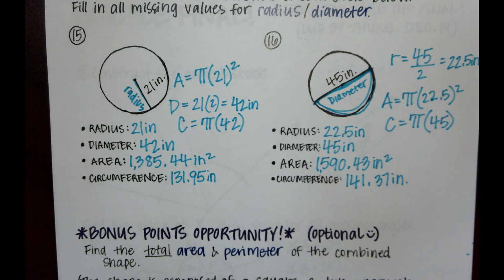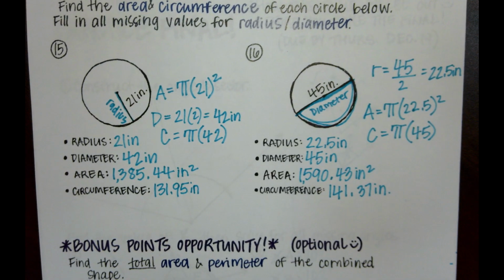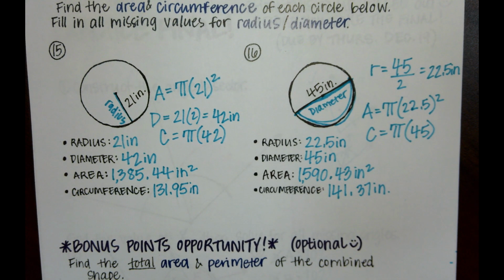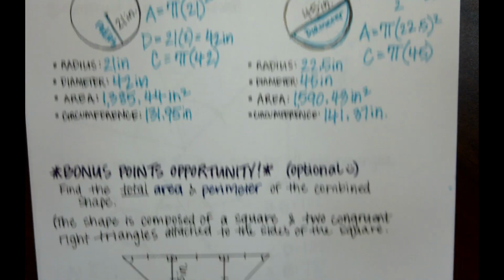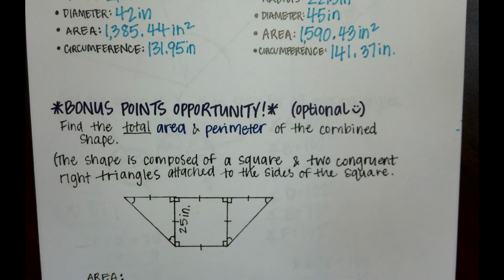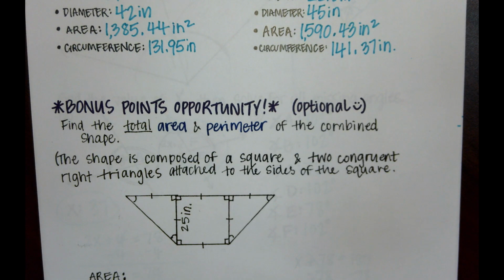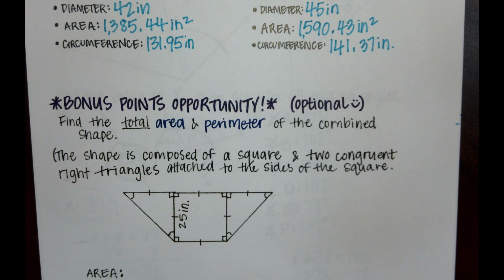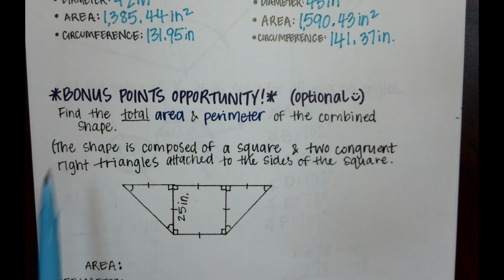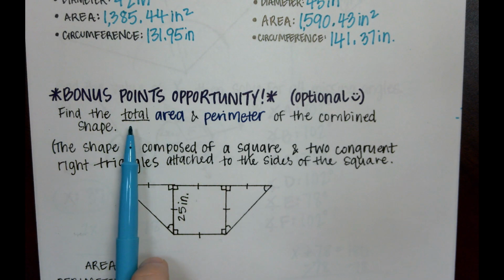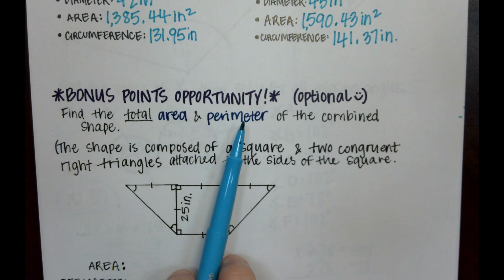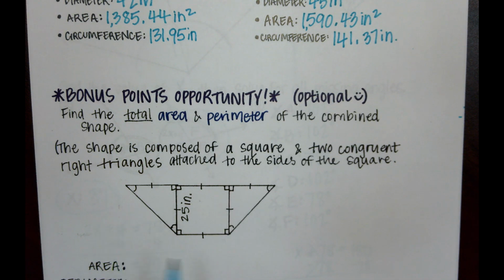141.37. That's our circumference, inches. Okay. Finally, last thing, our bonus point opportunity. This is totally optional, but if you got time, I say we attempt it. So, I want you to find the total area and perimeter of this combined shape down here.